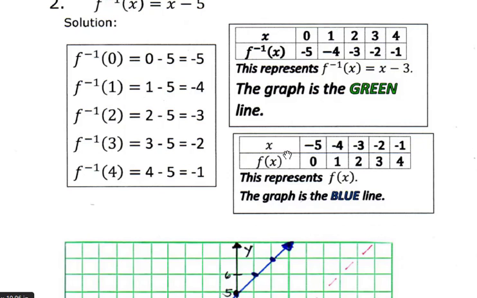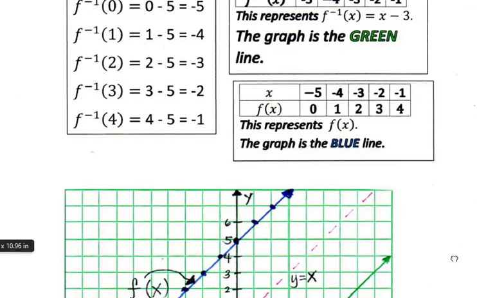Now, how to get the x and f of x values? Just interchange. This is the domain of the inverse function, and this becomes the range of the original function. And this is the range of the inverse function. This becomes the domain of the original function. So having done this, the graph of this function is the blue line reflected here in our graph.